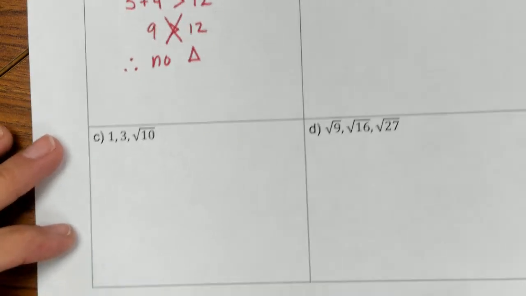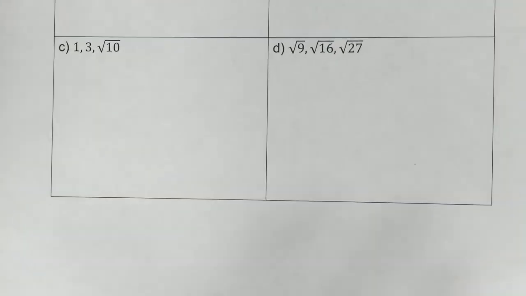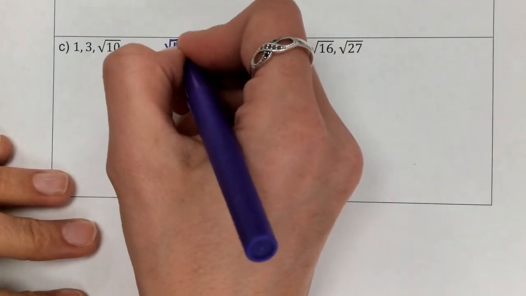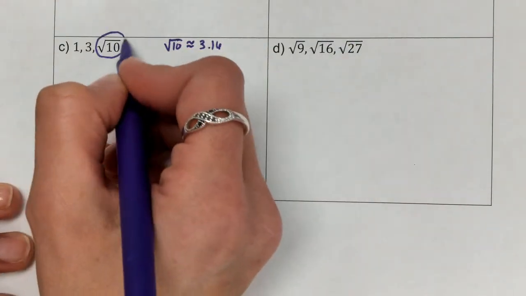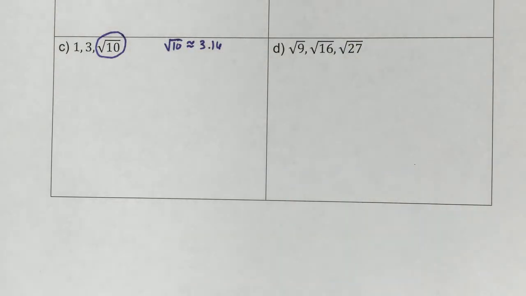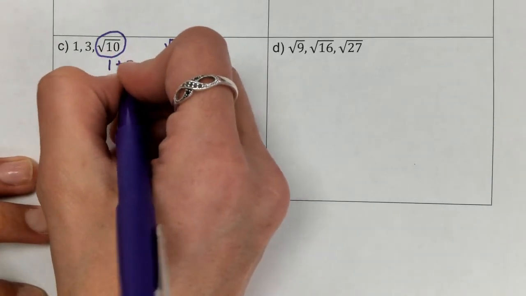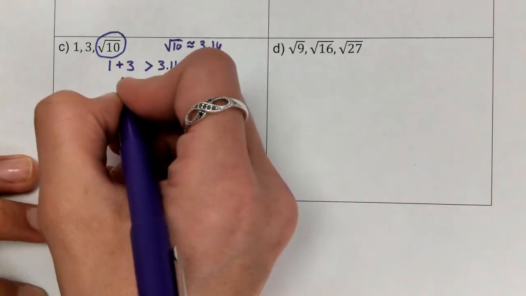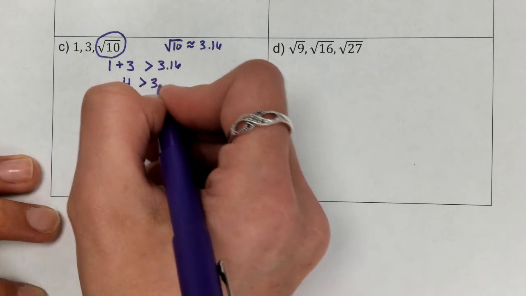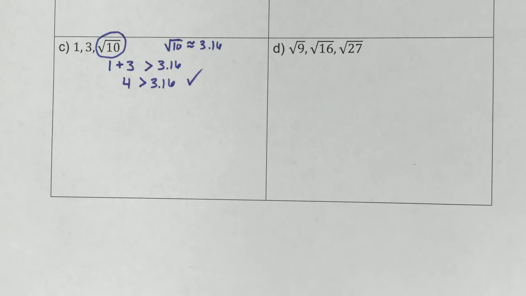Here, we first have this radical, and we need to determine what the number is approximately, so I know which one's my biggest side. So the square root of 10 is approximately 3.16, meaning this is our bigger side. So first, let's find out, do we have a triangle? We'll take our two smaller sides. 1 plus 3, is it greater than 3.16? Well, that ends up being 4. Is 4 greater than 3.16? Yes. So now we can go ahead and move forward with our formula.